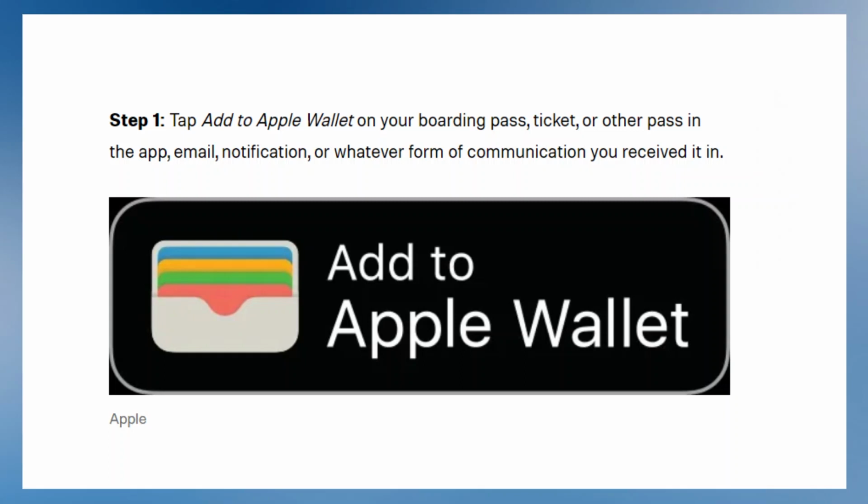Start by locating your boarding pass, ticket, or any other pass you want to add to your Apple Wallet. This could be in an app, email, text message, or any other form of communication where you received it. Once you have found the pass, look for an option that says Add to Apple Wallet and tap on it. This option is usually located within the pass itself.